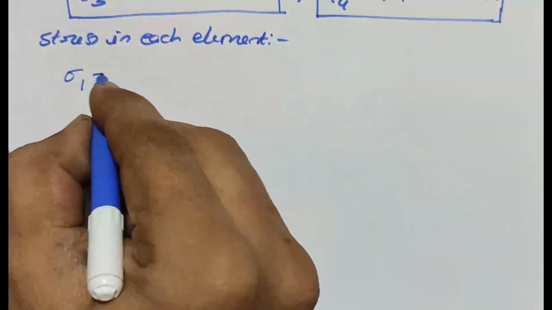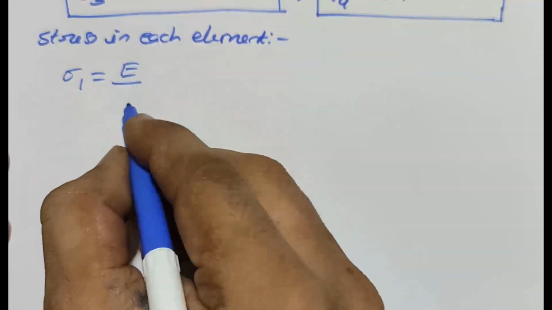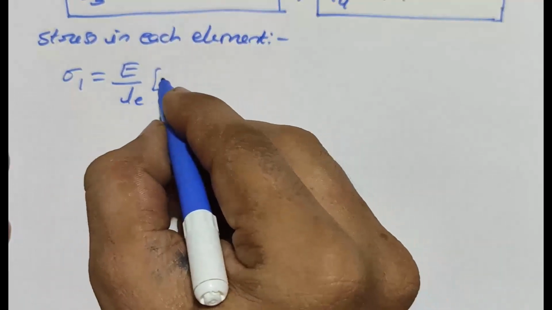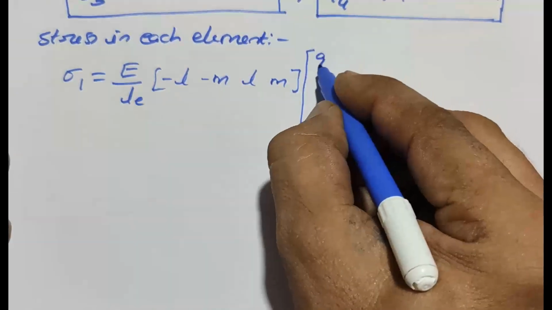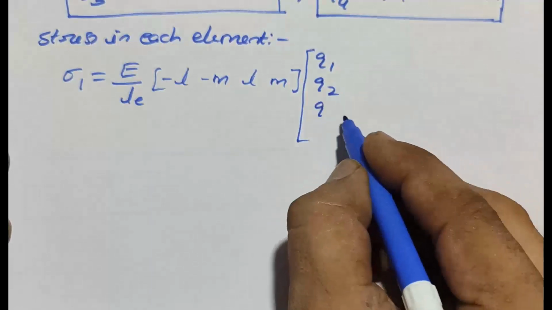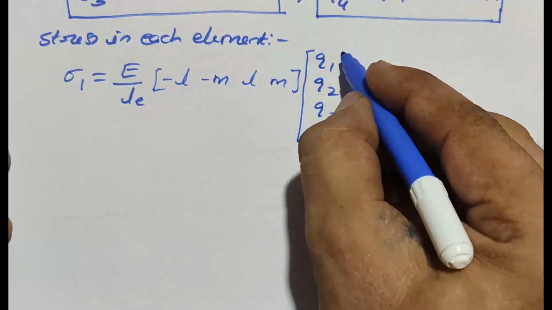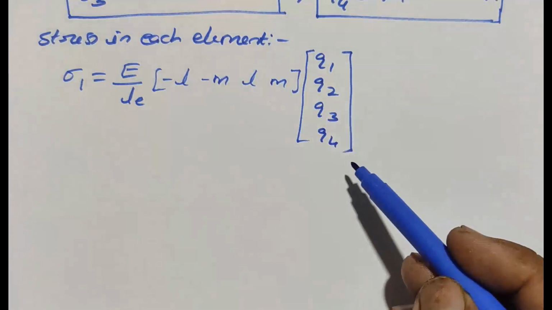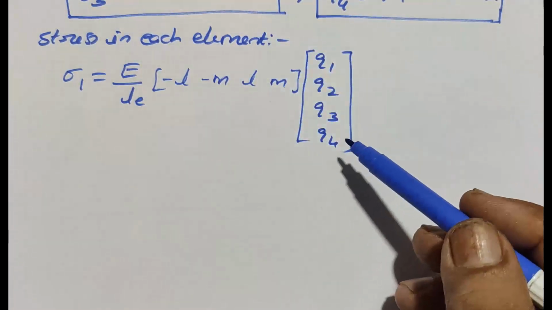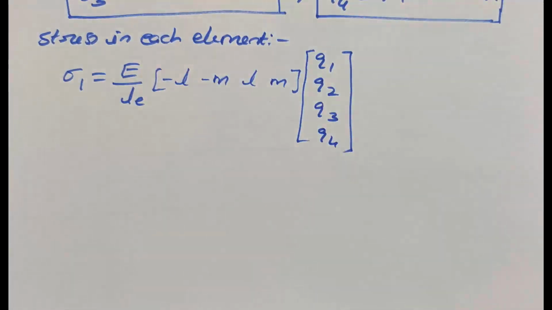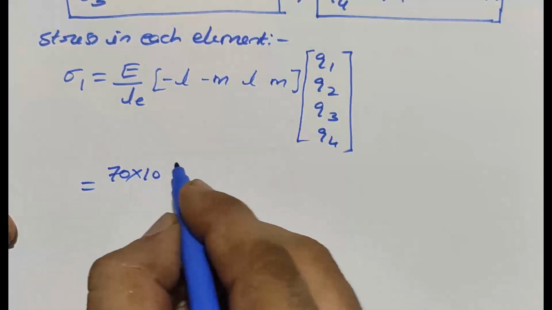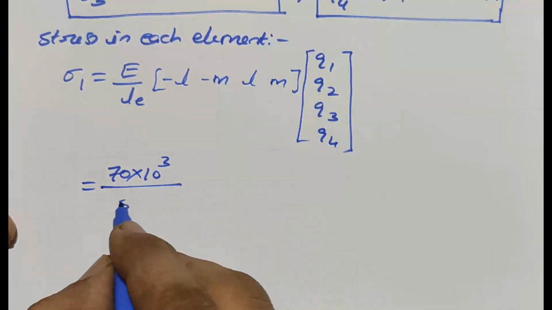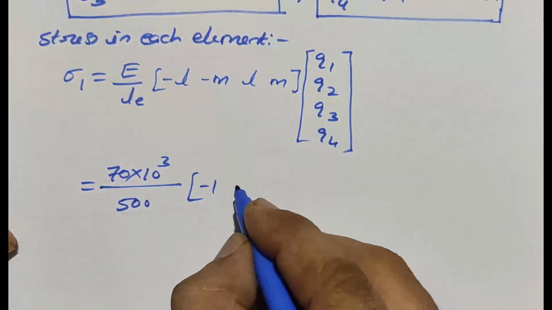So we have sigma 1 is equal to E by LE into minus L minus M L M into Q1, Q2, Q3, Q4. See why Q1, Q2, Q3, Q4? This is the nodal displacement of node 1 and node 2, because element 1 connects node number 1 and 2. I have to take the corresponding nodal displacements. Now substitute the values. E is 70 gigapascal, so 70 into 10 power 3, by length it is 500. L is minus 1, M is 0, so minus 1, 0, 1, 0.